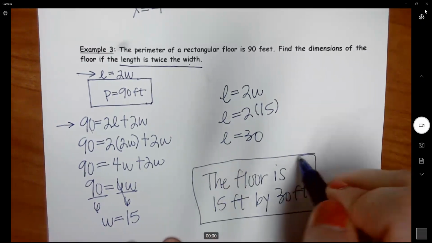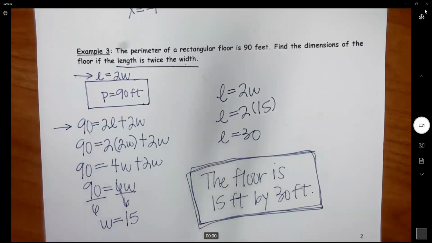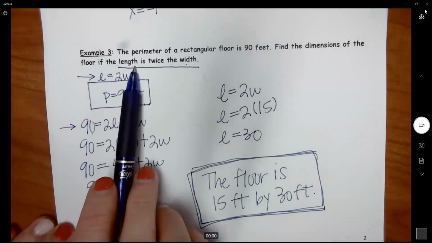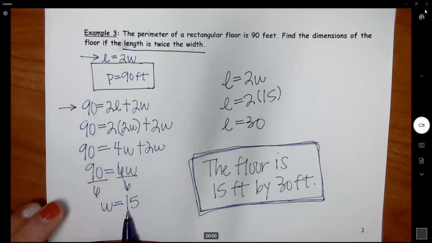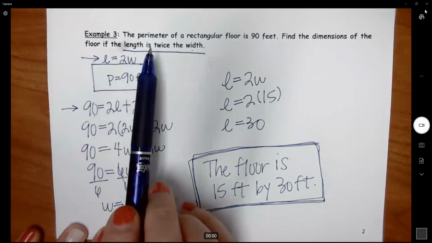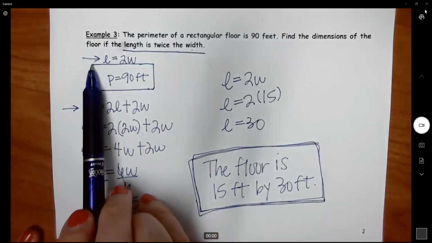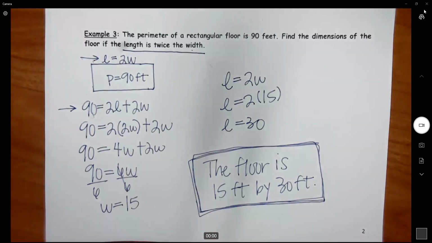Word problems need word answers. And this is really easy to check. One, is the length twice the width? Yes, the length is 30, the width is 15, so it is twice the width. And then is the perimeter 90? Well, is 30 plus 15 plus 30 plus 15 equal to 90? Yes, it is. So I know I did this problem correctly.